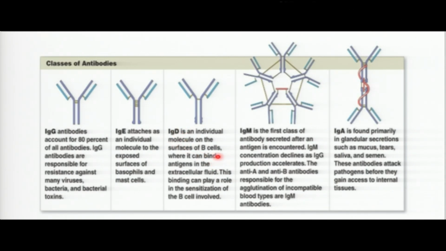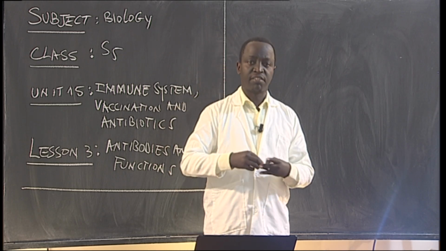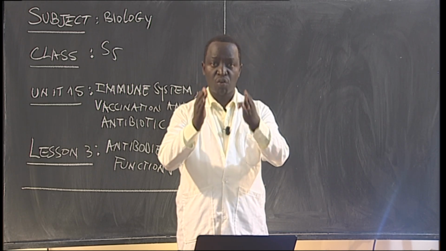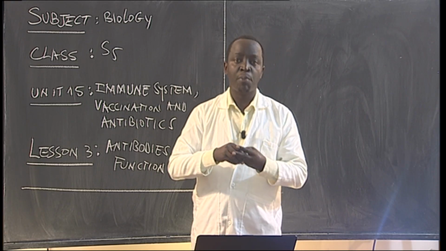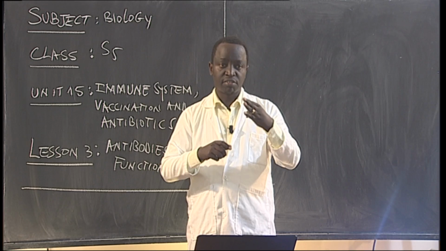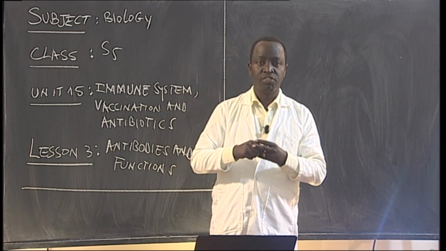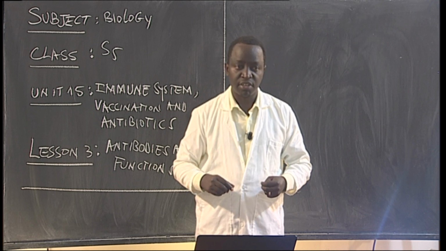We have now this IgD. This IgD is an individual molecule on the surface of B cells. When we talk about B cells, those are B lymphocyte cells. They are among the white blood cells, those cells that protect our body against diseases. So this IgD, immunoglobulin D, is found on the surface of B cells.